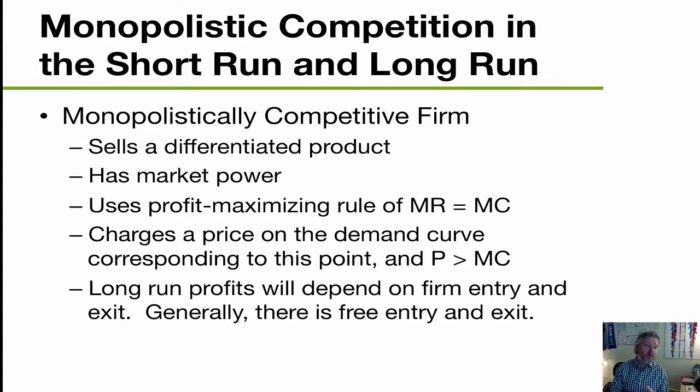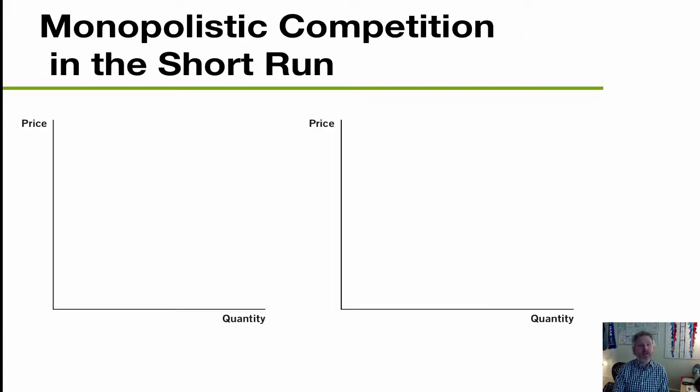But their long-run profits are going to depend on firm entry. If there's firm entry and firm exit, we're going to see that long-run profits or long-run losses disappear, just like they did in the perfectly competitive market. All right, so let me show you a couple of graphs of monopolistic competition in the short run.